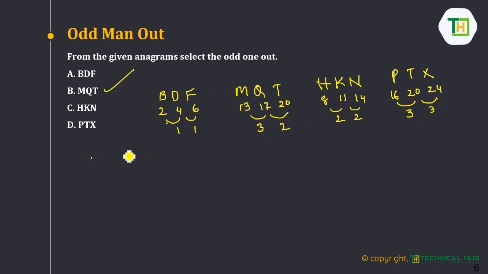Here also consider gap rule. Okay, so option B is the right answer. MQT.